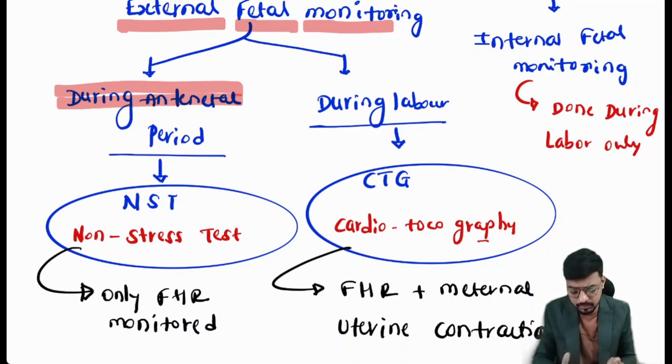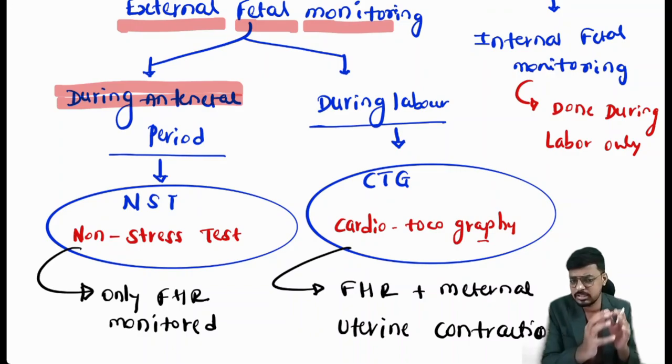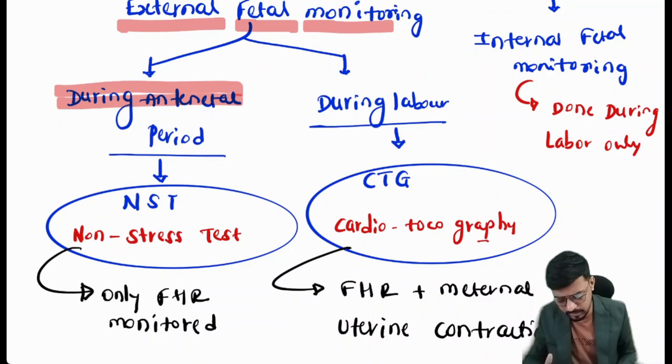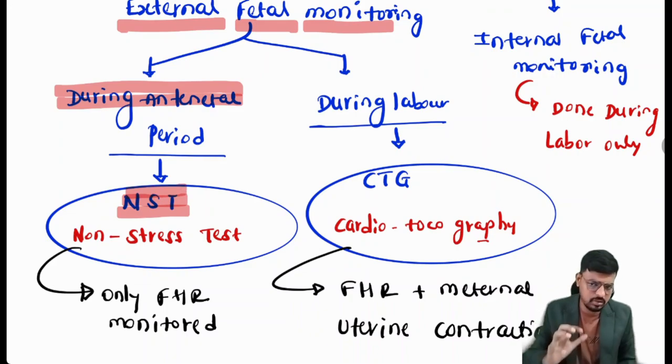In this antenatal period, we just focus on the fetal heart rate, because during pregnancy there is no significance in monitoring the uterine contraction. We just have to focus on whether the fetus is healthy or not inside the mother's uterus. So we just monitor the fetal heart rate in antenatal external fetal monitoring, and the basic model we use here is the non-stress test.